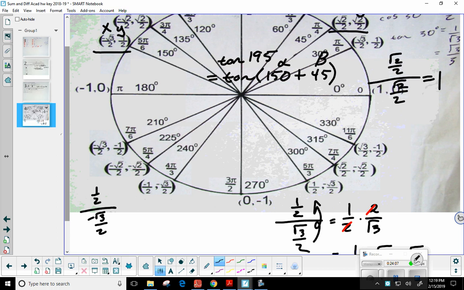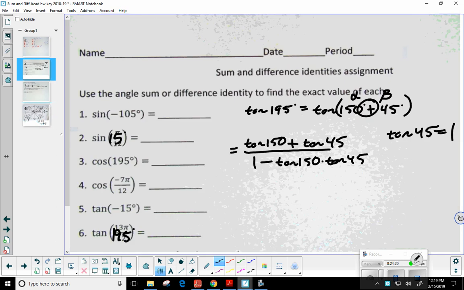Okay. Does anybody remember what it's going to come out to? The only thing that's different now is that the denominator is negative. Okay, so it would be negative square root of 3 over 3. Yeah. Okay, so I'm going to come back over here. Tangent of 150 equals the negative square root of 3 over 3. There we go. Now it's just substitution.